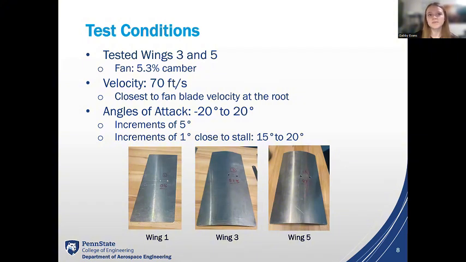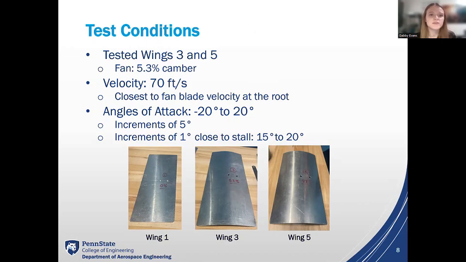So for this experiment, we had to pick 2 wings we wanted to actually test. So the first wing we chose was wing 3, and this was because the percent camber of wing 3 was closest to the percent camber for the fan, which is 5.3%. We also knew going in that we would be provided with some data from a test of wing 1, which has 0% camber. So because of this, we also decided to test wing 5 because it has the largest percent camber, and we wanted to analyze that wide range of camber and how it affects performance.